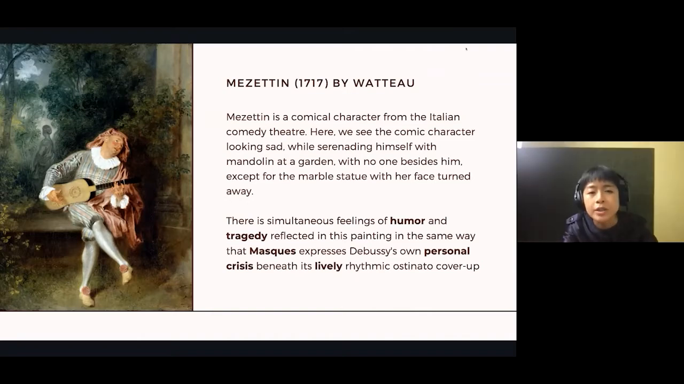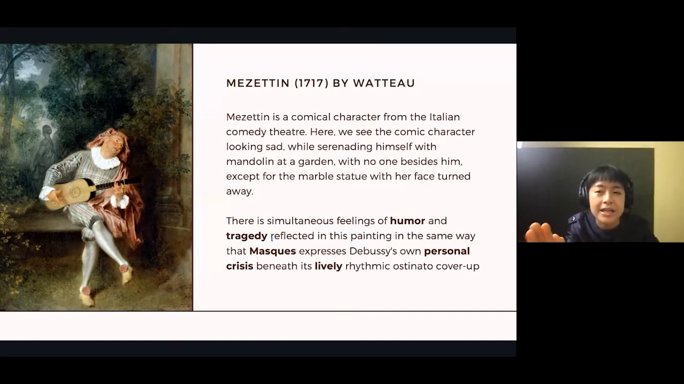He was not actually expressing happiness, but here he was feeling quite sad, while serenading himself with a mandolin in a garden. There's no one beside him. He's clearly alone. And we see there's a marble statue who even turned her face away from him. So we could see this is a painting that really paints tragedy, but at the same time it's humorous because he is dressed so strangely as a clown. So we could feel the simultaneous feelings of humor and tragedy.